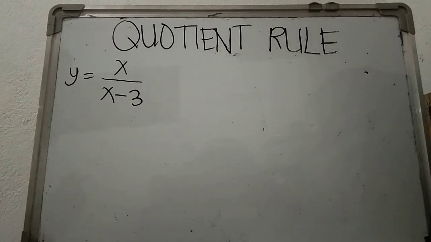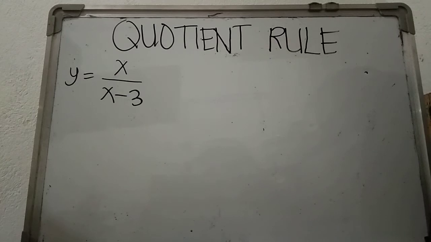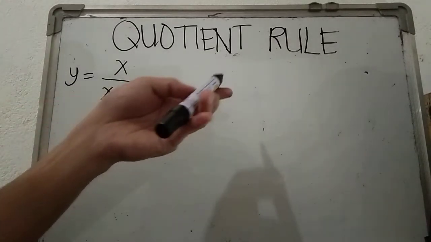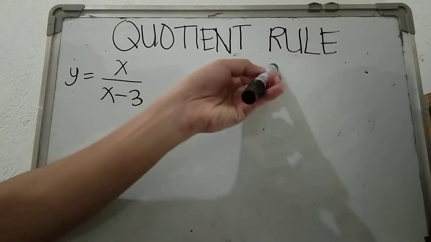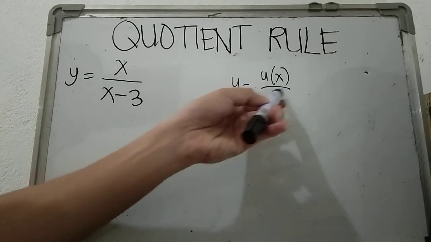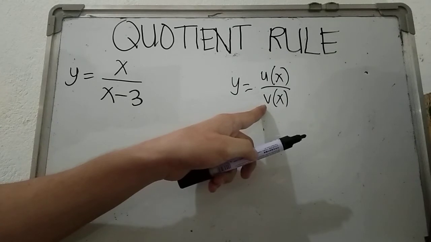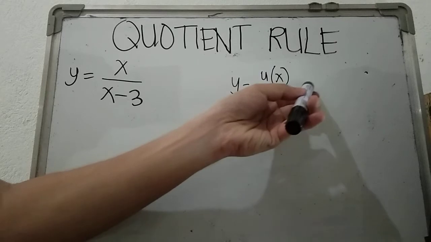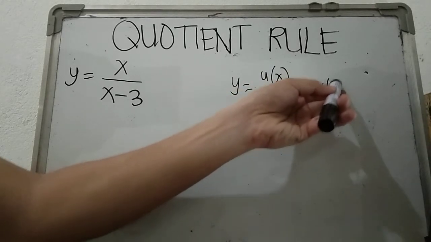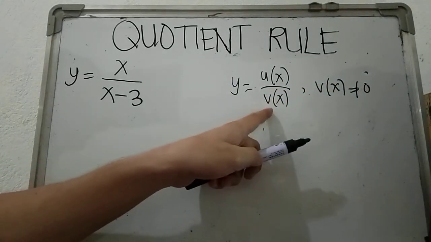Hello guys, in this video, we will be discussing finding the derivative of a function using the quotient rule. Now if you could recall, the quotient rule is given by this expression, y is equal to u of x over v of x. Our u of x and v of x are any polynomials. And take note that our denominator v of x should not be equal to 0, otherwise our function will become undefined.